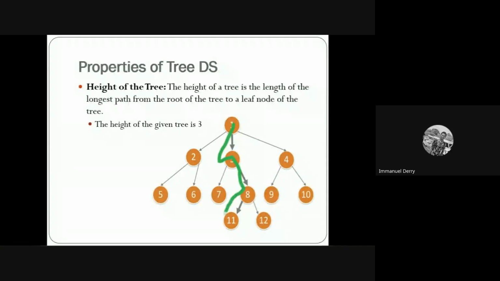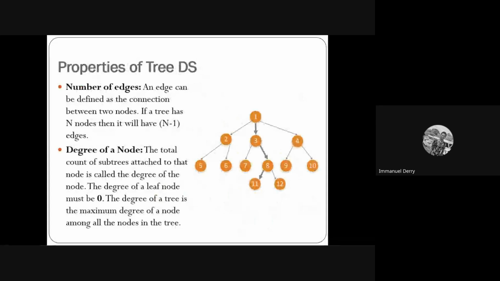Is that all clear? All right, so let's move on to some other properties. So we have number of edges and degree of nodes. Number of edges basically means that an edge can be defined as a connection between 2 nodes. So if a tree has n nodes, then it will have n minus 1 edges. That is the number of edges.